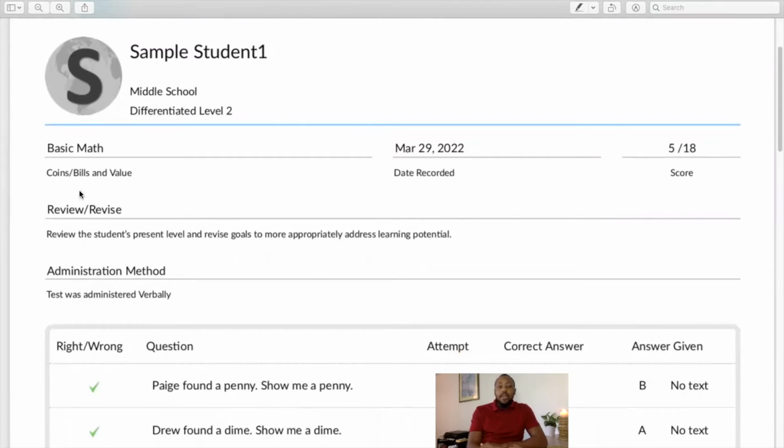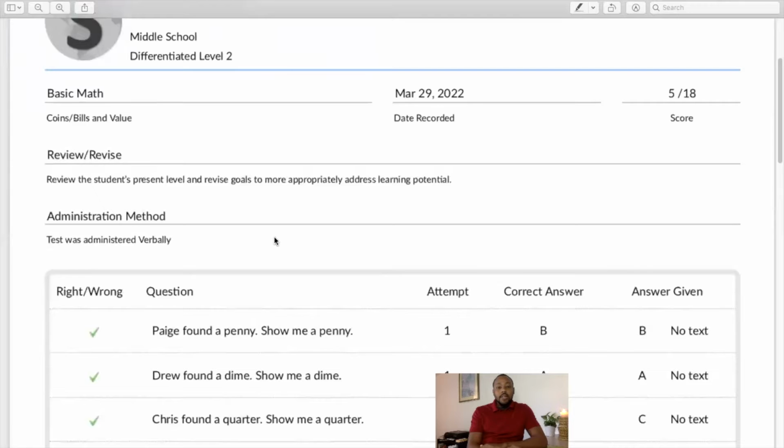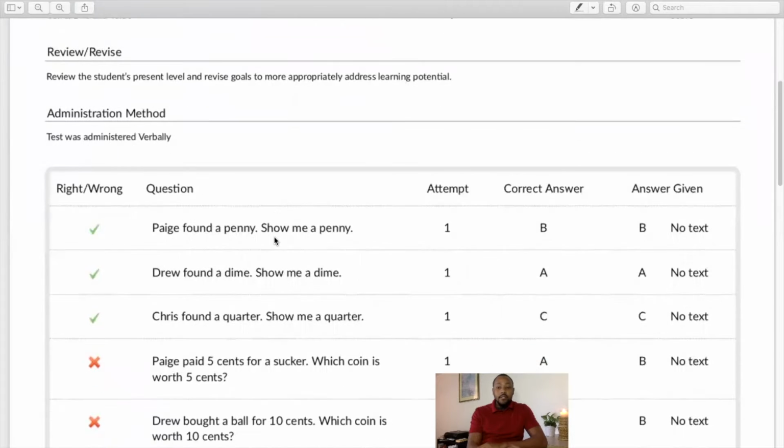Okay. And Unique Learning does give us kind of like a category to put the results in, and they're saying to review and revise because the student earned 5 points out of 18. And so that's what we're going to do. We're going to review and revise using the item analysis.